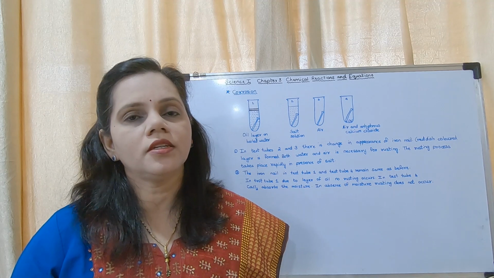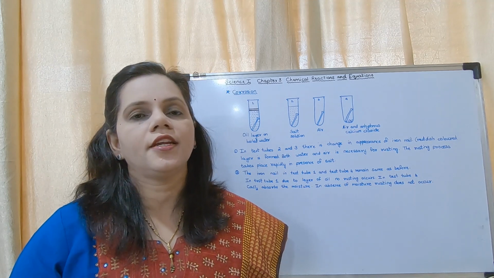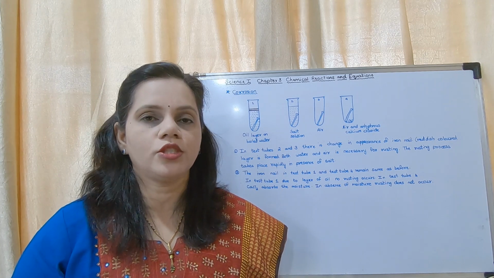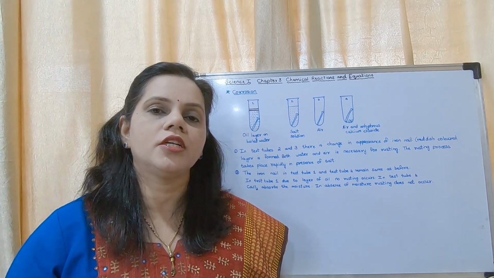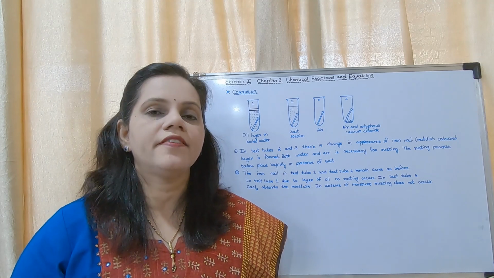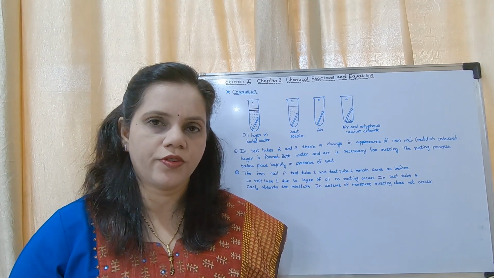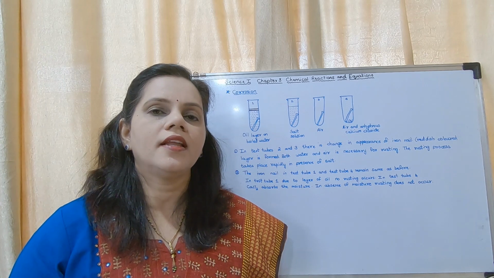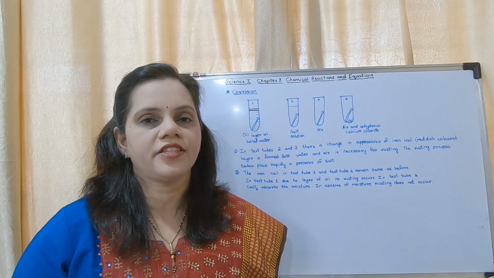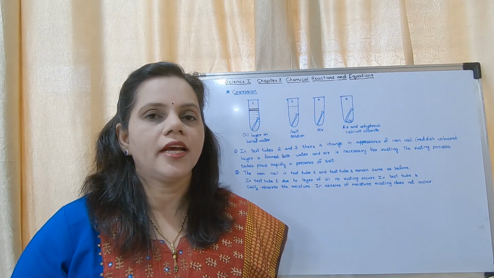What is corrosion? Corrosion means rusting. In normal words it is rusting. That is corrosion. What happens during corrosion? The particular metal reacts with different gases in the atmosphere to form a layer of the particular salt or the compound on the surface of the metal. That is called corrosion.